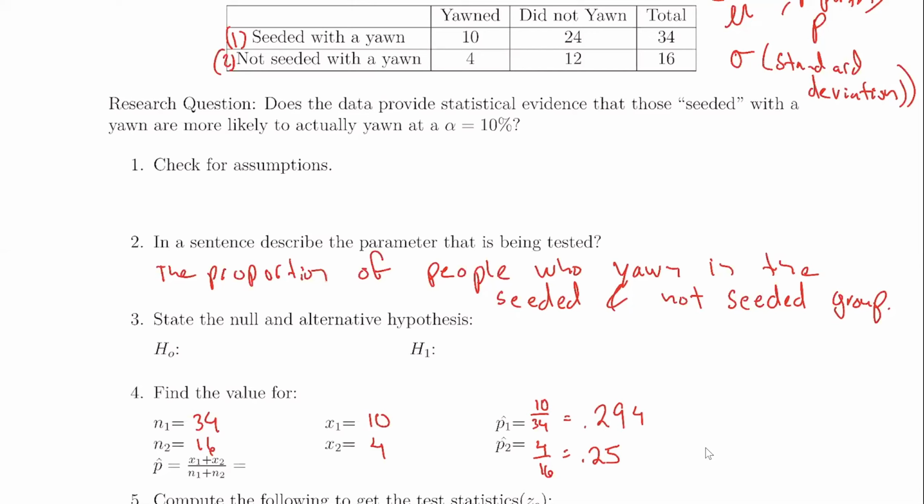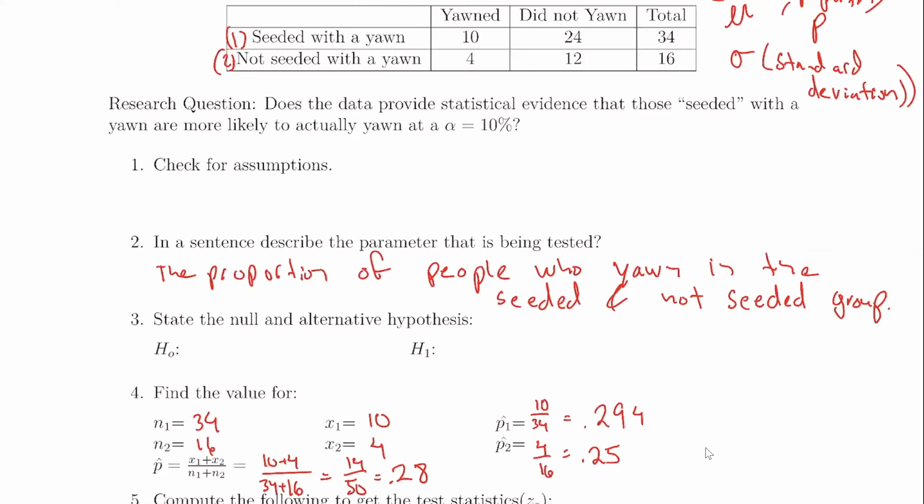p hat. So let's do p hat. So if you look at p hat, you get x1 plus x2. So x1 plus x2 is 10 plus 4. Now it says you divide that by n1 plus n2. So that's 34 plus 16. So that's 14 over 50, which is 28 or 0.28. All right, now we are finished with step number 4. Any question in regard to step number 4?